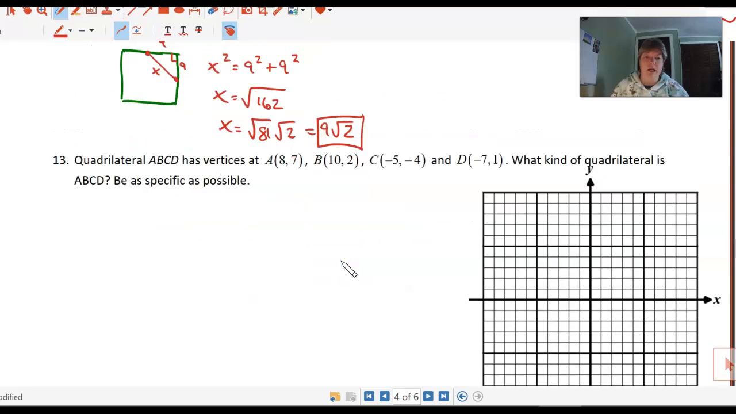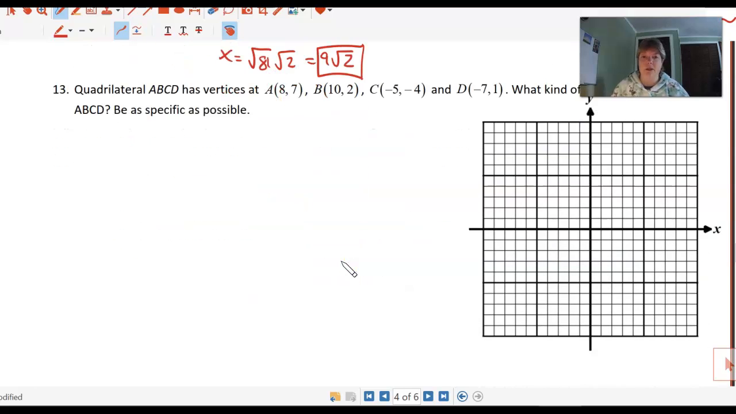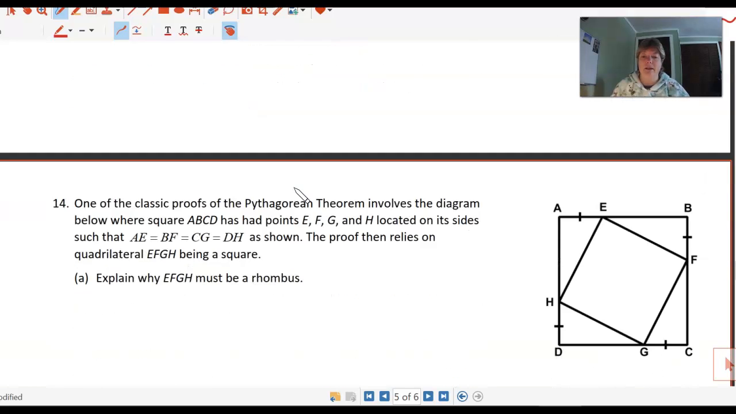And number 13, I accidentally duplicated this. This was actually on review number 1, so we're not going to talk about that.